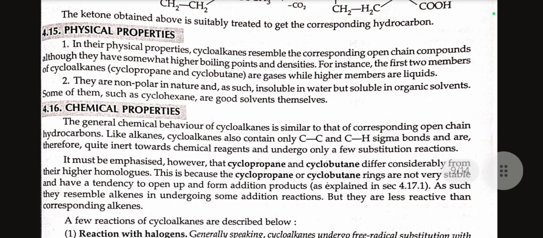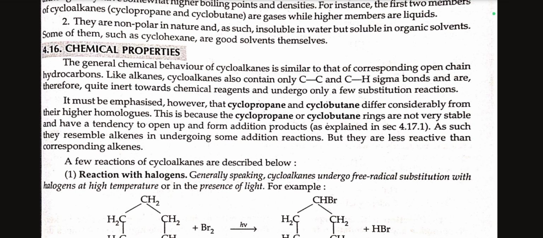Chemical properties. The general chemical behavior of cycloalkanes is similar to that of corresponding open chain hydrocarbons. Like alkanes, cycloalkanes also contain only carbon-carbon and carbon-hydrogen sigma bonds and are therefore quite inert toward chemical reagents and undergo only a few substitution reactions. It must be emphasized, however, that cyclopropane and cyclobutane differ considerably from their higher homologues. This is because the cyclopropane or cyclobutane rings are not very stable and have a tendency to open up and form addition products. As such, they resemble alkenes in undergoing some addition reactions, but they are less reactive than corresponding alkenes. A few reactions of cycloalkanes are described below.